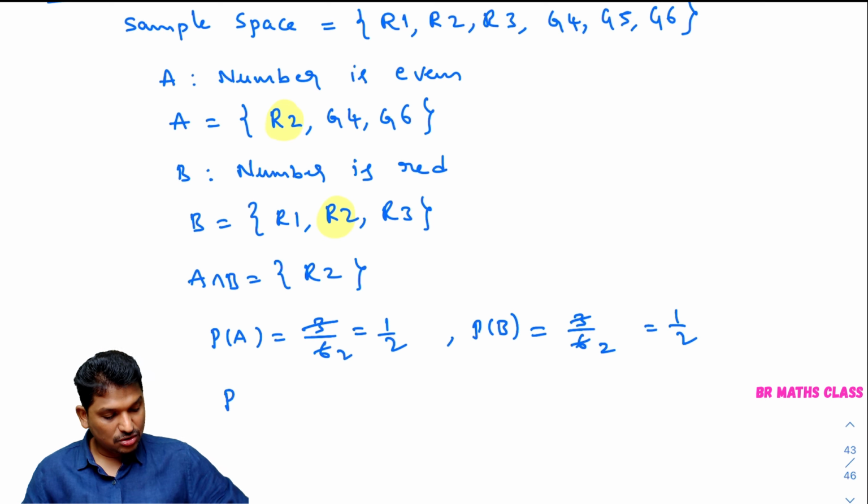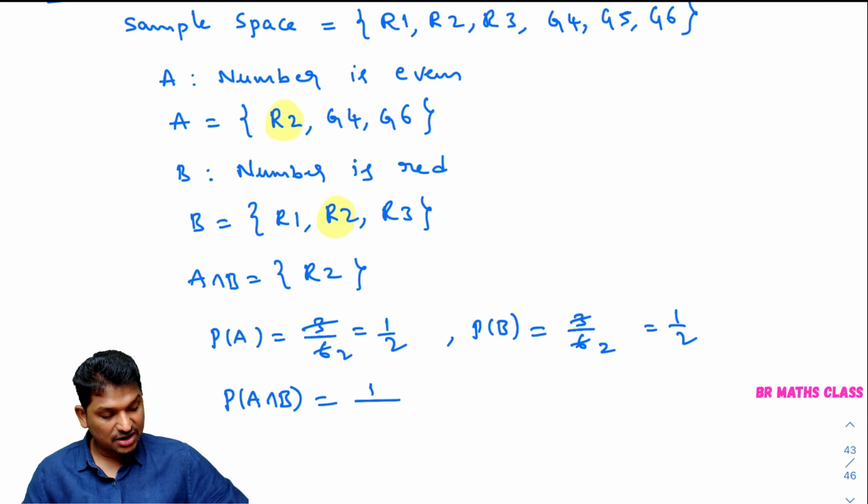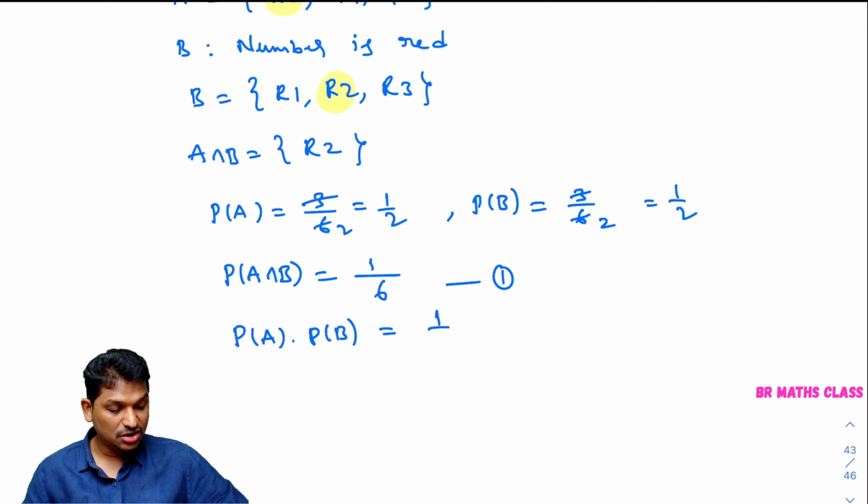Okay, probability of A intersection B. How many favorable results are there for A intersection B? Only one favorable result is there. 1 divided by the total number of results, which always comes from the sample space. You take this as 1. Now, probability of A we know, probability of B we know. So probability of A into probability of B is 1 by 2 into 1 by 2, that is 1 by 4.